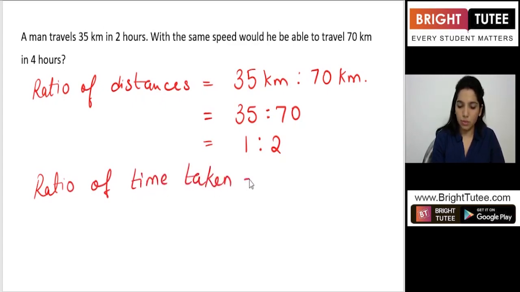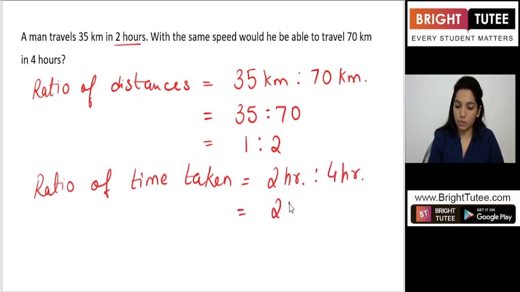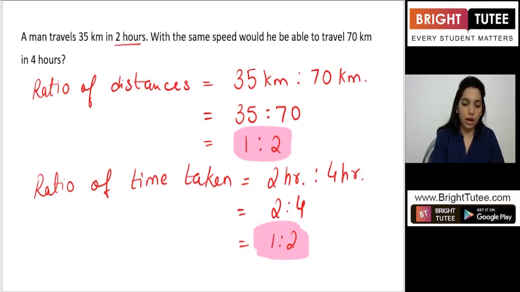Okay, let us see what is the ratio of time taken. In the first case, it is 2 hours and this is 4 hours. On comparing the two, we get 2 is to 4, or we can write this in the simplest form as 1 is to 2. Clearly, we can see that both the ratios are equal. Therefore, the given case is in proportion.